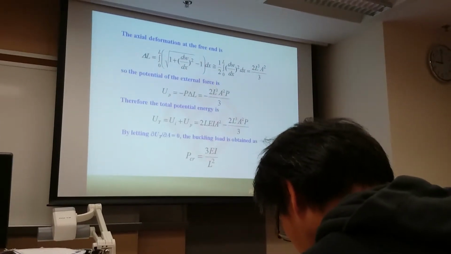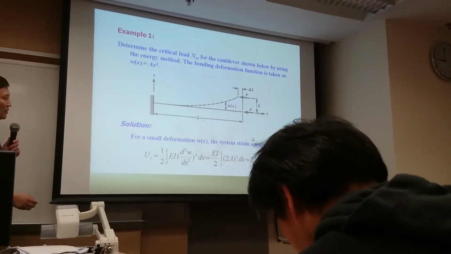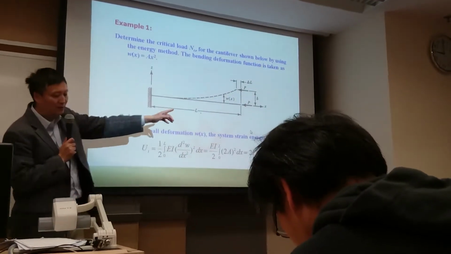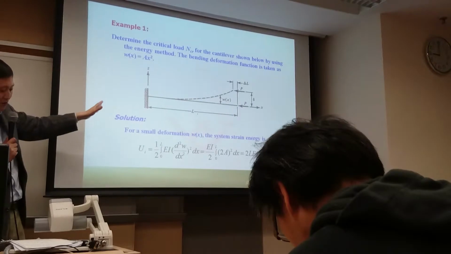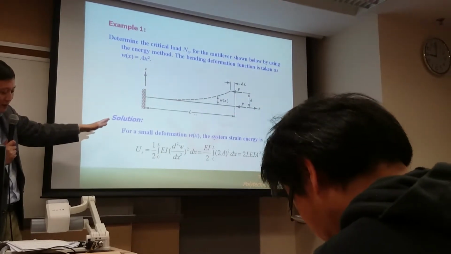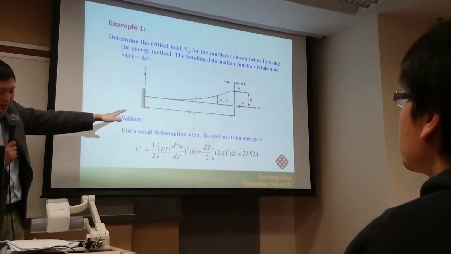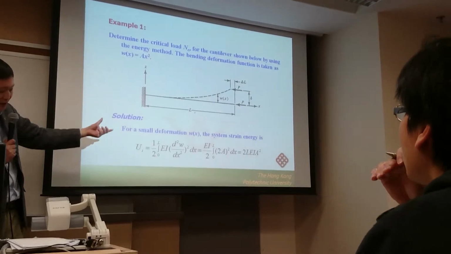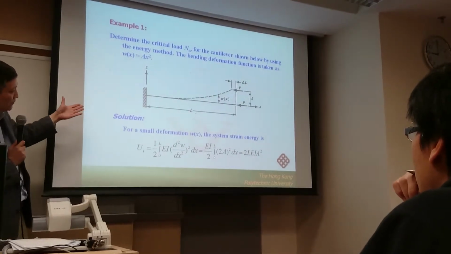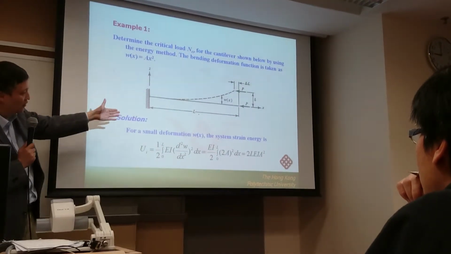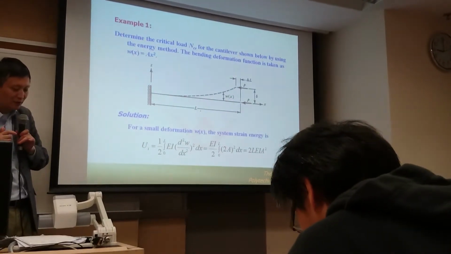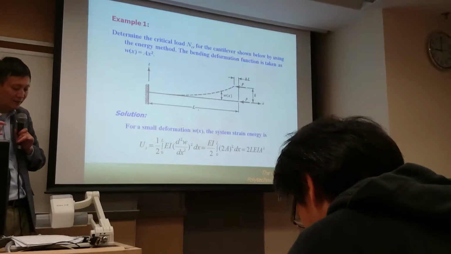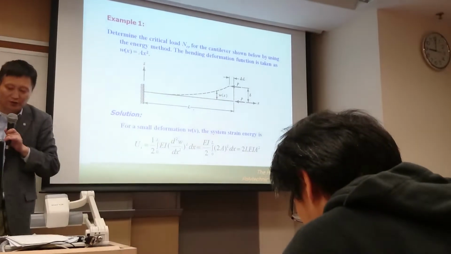Okay, and then for this case, because we just have one axial force, for all cross sections the internal force is a constant value. It's the same as the applied force. So you can first obtain the total deformation, the total axial deformation, and then multiply the total deformation by negative N. It is the potential due to the applied force.